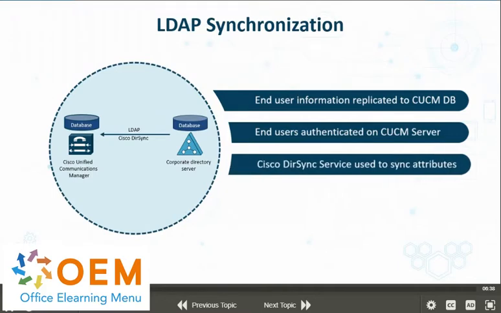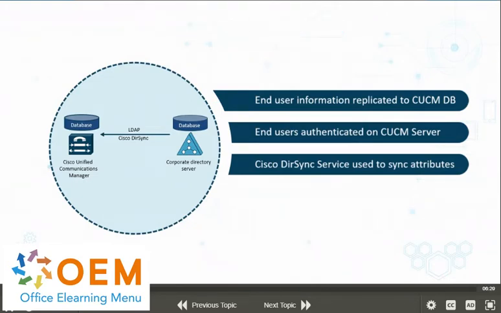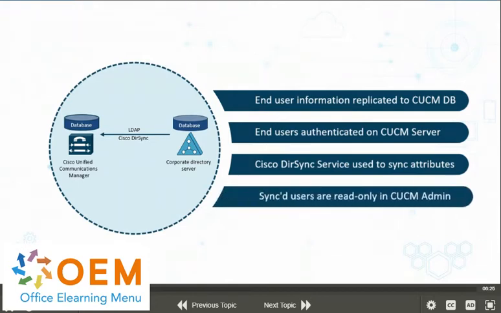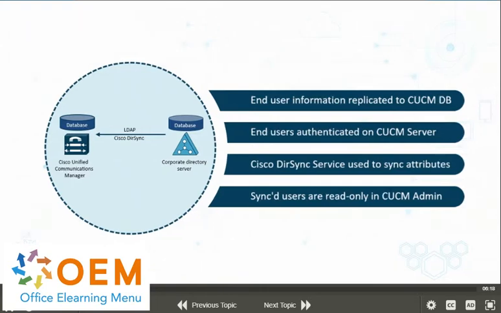The Cisco DirSync service is used to synchronize users and replicate respective attributes to CUCM, which then gets added to the CUCM end user page. Users synced via LDAP will show up on CUCM as read-only users.